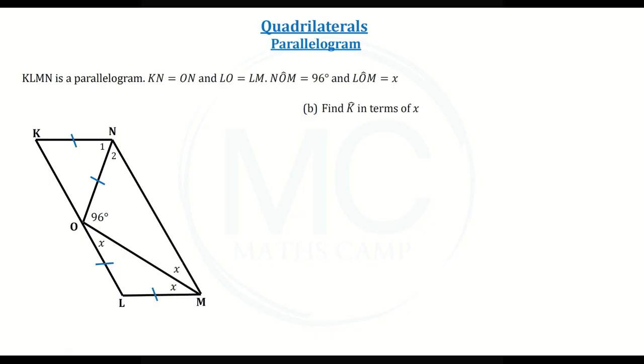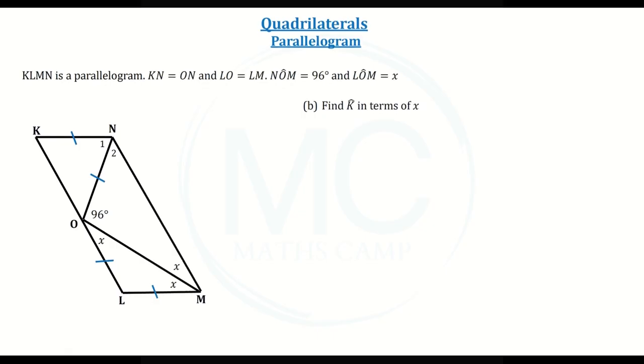Find angle K in terms of X. Remember that when you have a question broken down into separate parts, such as A, B, C, and so on, you can use your answer to one part to help you find the answer to the next. We know that angle K lies directly opposite angle M. So let's mark angle K in red and angle M in red as well. We know that in a parallelogram, opposite angles are equal. So in this case, we can make the statement that angle K is equal to angle M because the opposite angles of a parallelogram are equal.